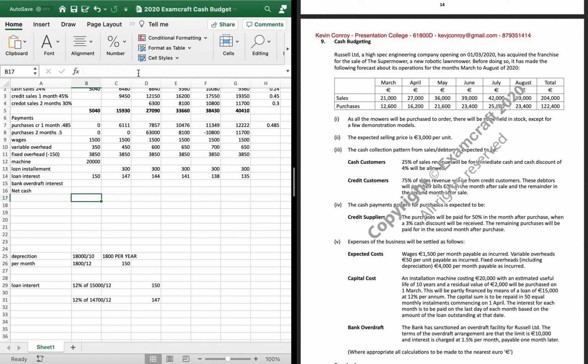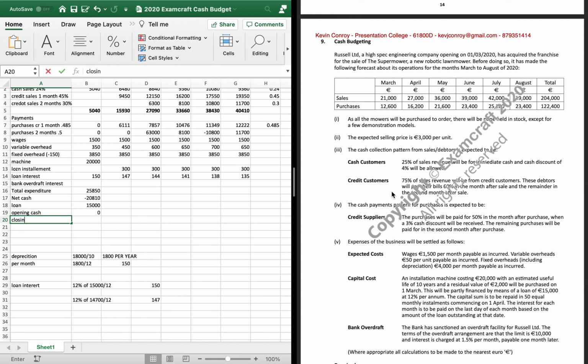So the net cash position, sorry, the total expenditure is 25,850 for the first month. Okay, so it's payable 1 month after, right? So the net cash is 5,040 minus the 25,850, and then we have to put in the loan, and we got the loan of 15,000, and we've opening cash zero.